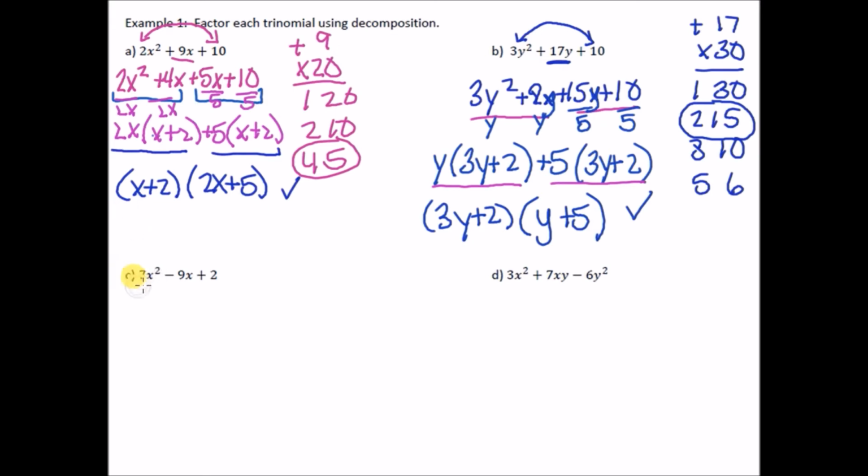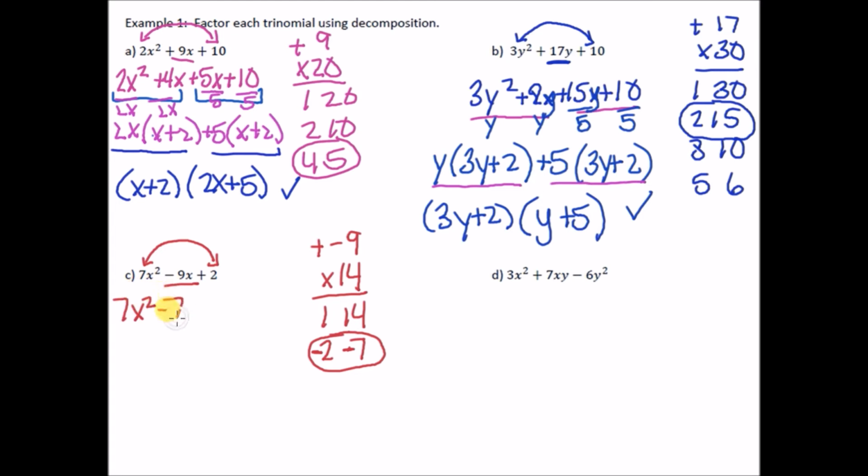Okay, next one. The leading coefficient here is 7. So the a value is 7. So we actually do 7 times 2, which is 14. So we have to find two numbers that multiply to 14 and add to -9. So I start listing factors of 14. 1 and 14, 2 and 7. Well, 2 and 7 works. So let's replace this negative 9x with a negative 2x and a negative 7x. So 7x squared, let's go minus 7x minus 2x plus 2.